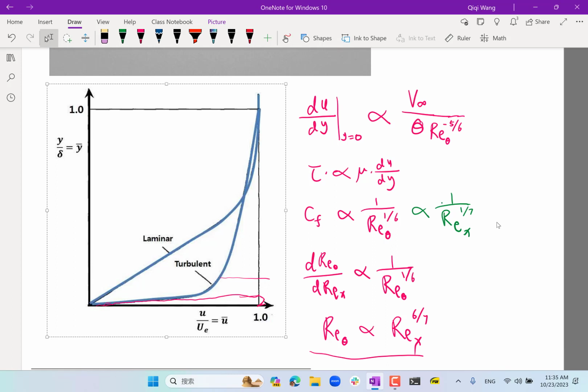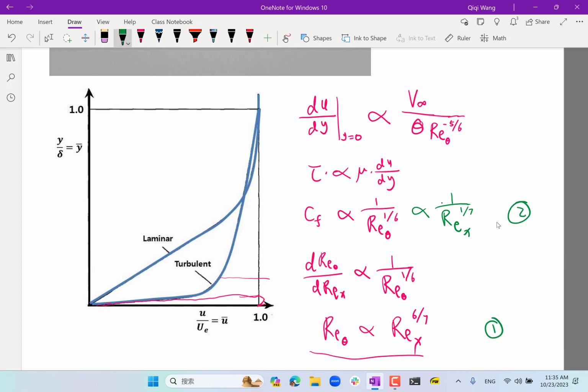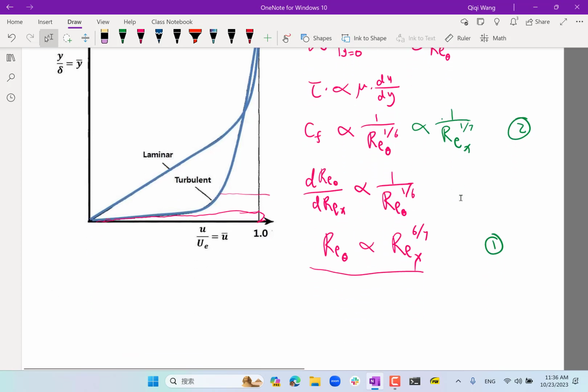So these two conclusions, right? One is how the thickness of a turbulent boundary layer grows. It grows almost linearly. It's slightly slower than linearly, but almost linearly. And the two is how the skin friction coefficient decreases as x evolves. Again, the skin friction coefficient decreases as x increases, but decreases at a very slow rate, right? So these are the two main conclusions on turbulent boundary layers.